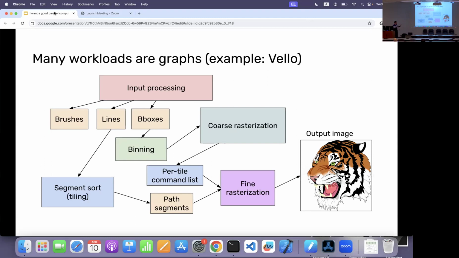I'm not going to go into lots of detail. If you are interested, there's a Rust Lab talk from November, and I go into a lot more detail there. But this is a general picture of the different graph stages that we're doing in Velo.